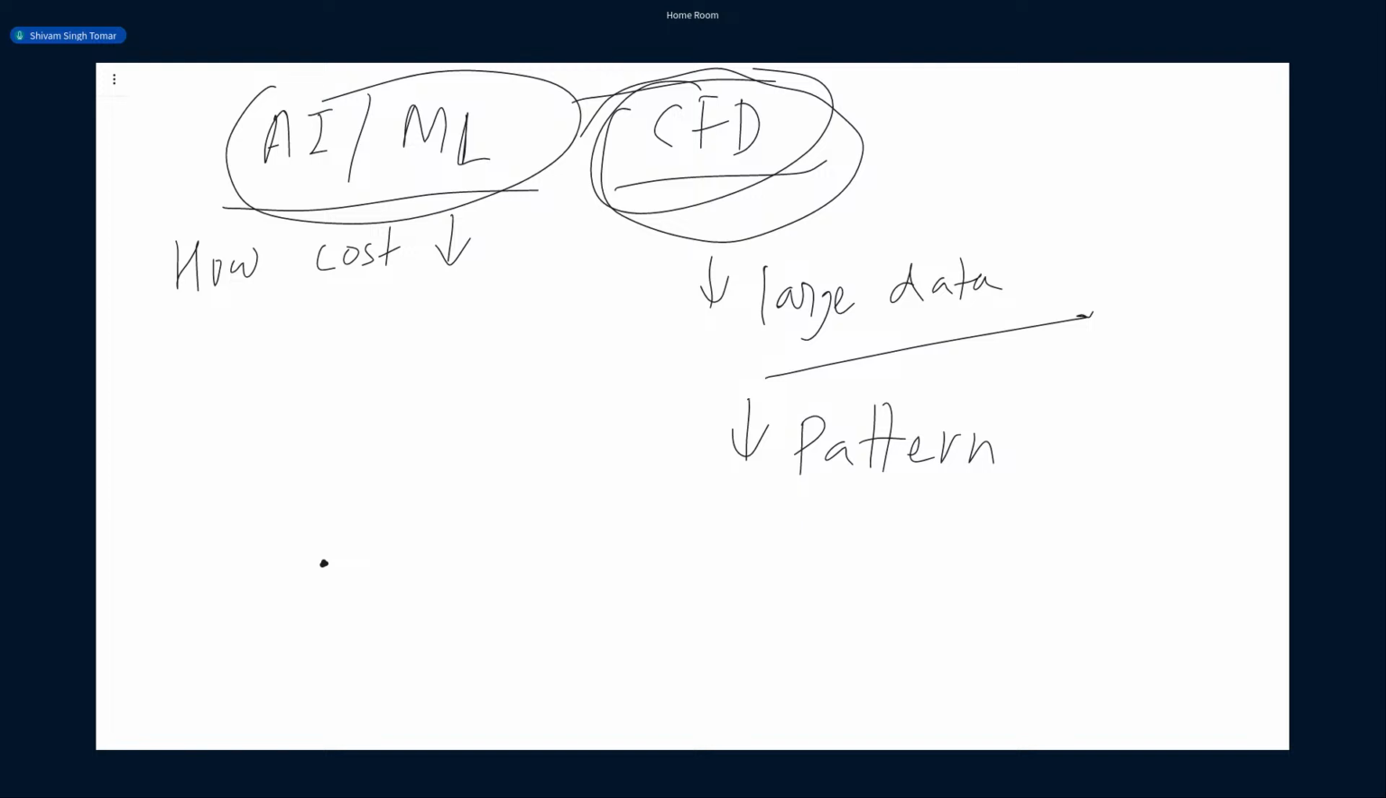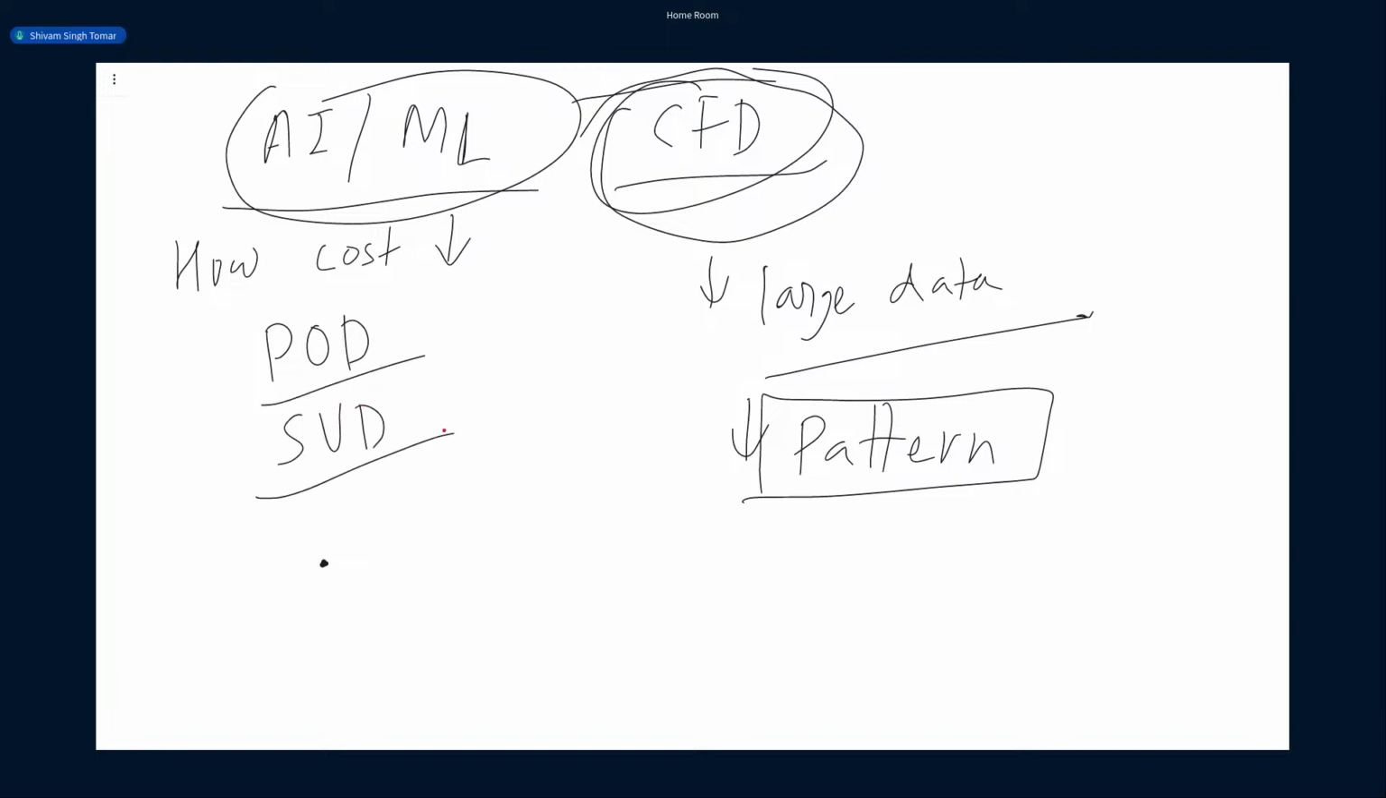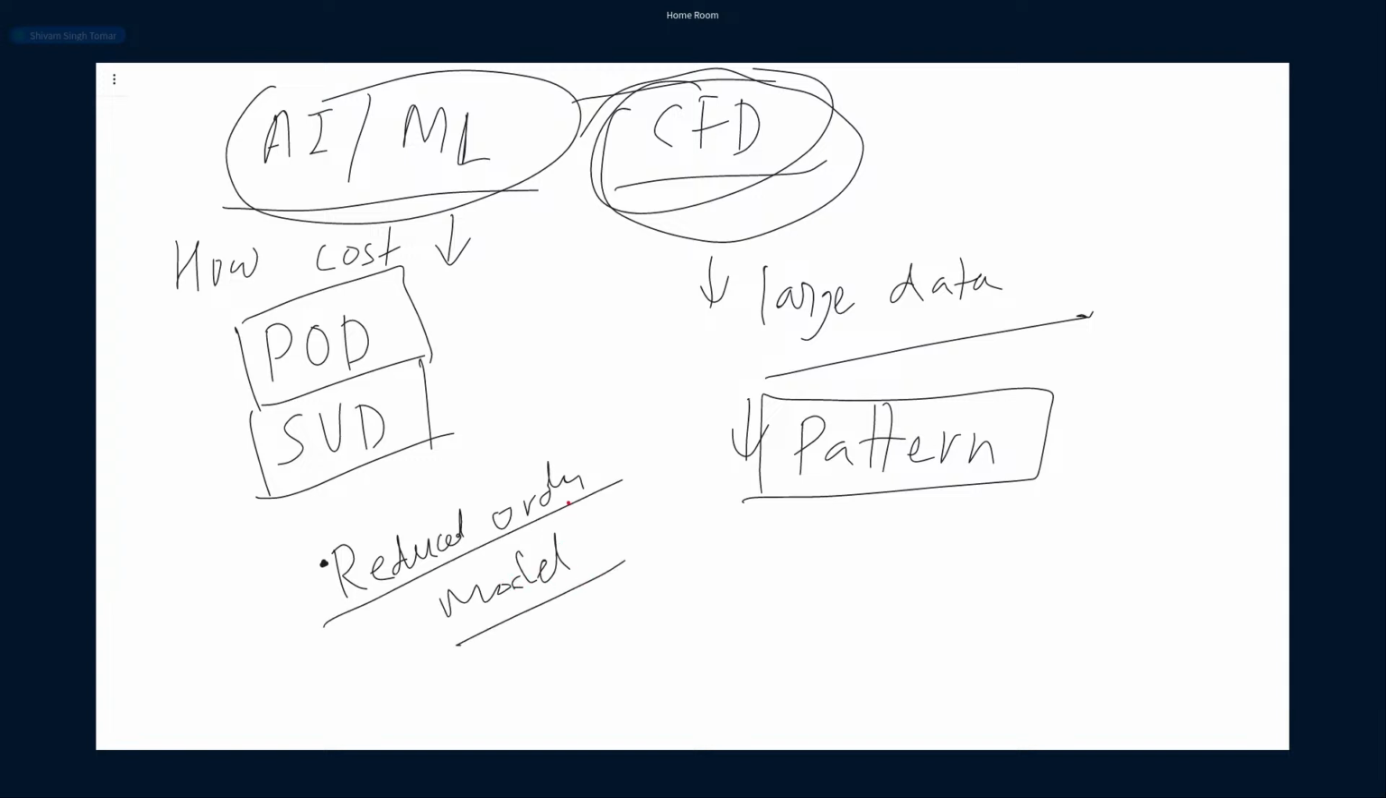AI/ML clubbed with CFD. Now, talking about the patterns, there are certain algorithms such as POD or SVD. I will come to their full forms later. Right now, just remember there is some algorithm called POD or SVD, right? And there is something called a reduced order model. So I will come to each of them one by one.